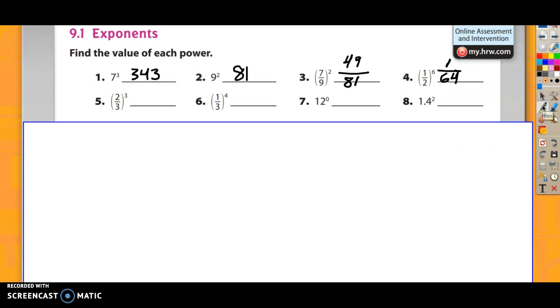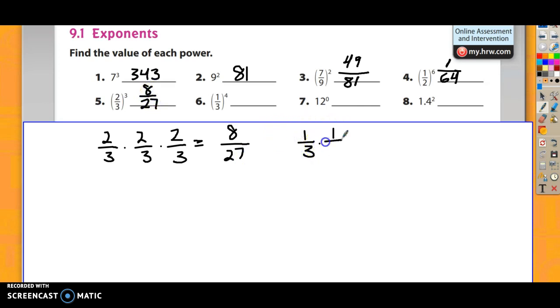Alright, number 5, 2/3 to the third power means 2/3 times 2/3 times 2/3. And that means 2 times 2 is 4, times 2 is 8, over 3 times 3 is 9, times 3 is 27. It's 8/27. Number 6 is 1/3 to the 4th power. That means 1 times 1 is 1, times 1 is 1, times 1 is 1, over 3 times 3 is 9, and 3 times 3 is 9, and 9 times 9 is 81. It's 1 over 81.